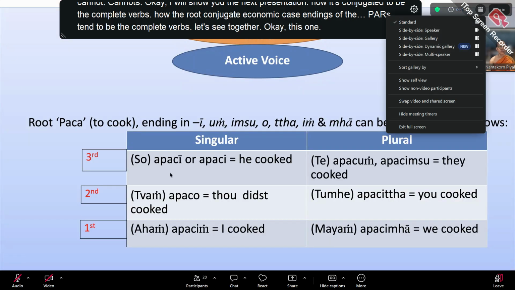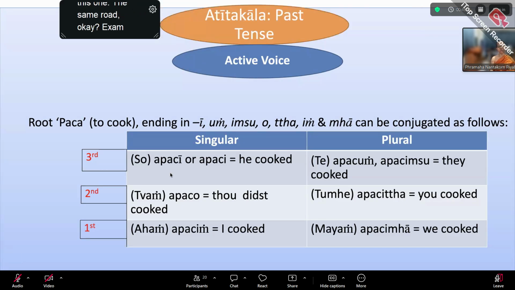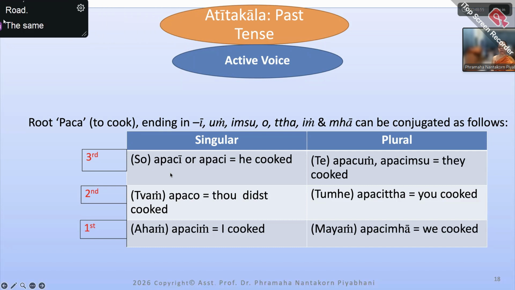Okay, this one. The same root, okay? Example, the same root here, pacha, the same root that already conjugated in the present tense. In the past tense, the root pacha, to cook, ending in e: third person singular, third person plural imsu, second person singular o, second person plural ta, first person singular, and first person plural maha. Don't forget to put e here for this.